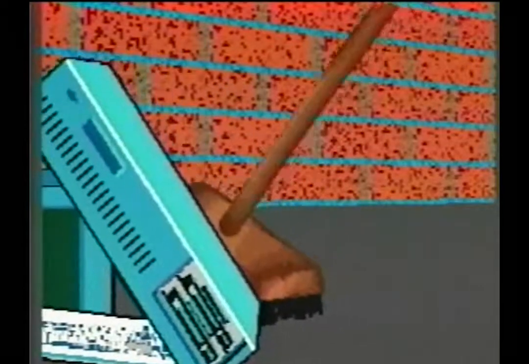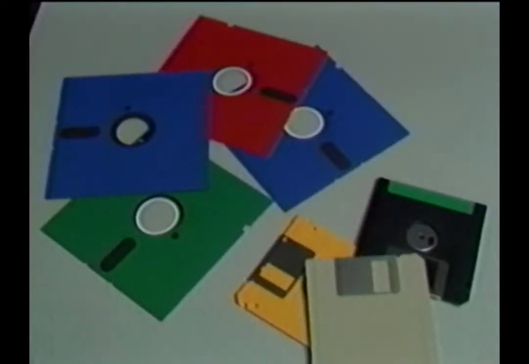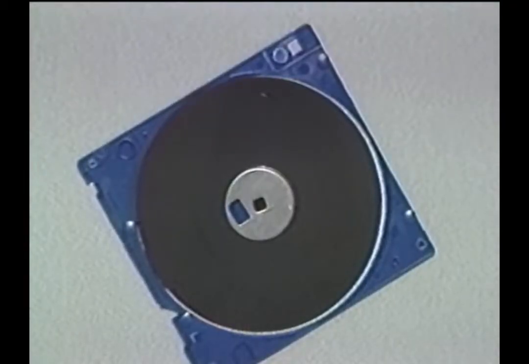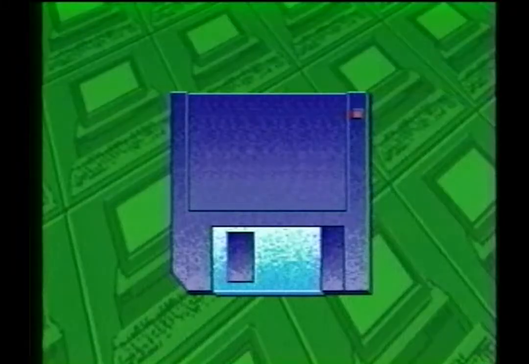All of these components are worthless without programs to run with them. The programs that allow you to do things with a computer are always originally stored on a floppy disk. A floppy disk comes in two different sizes, 5 1/4 and 3 1/2 inch. They get the name floppy because the actual disk is floppy, even though the floppy disk in the 3 1/2 inch size is enclosed in a hard case.